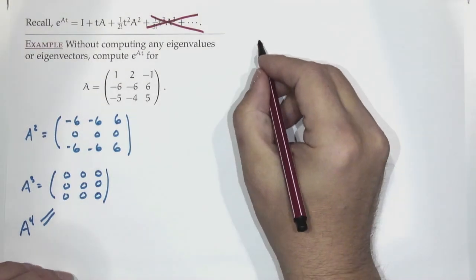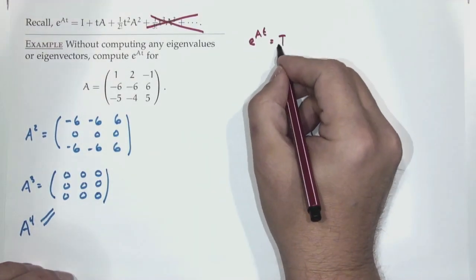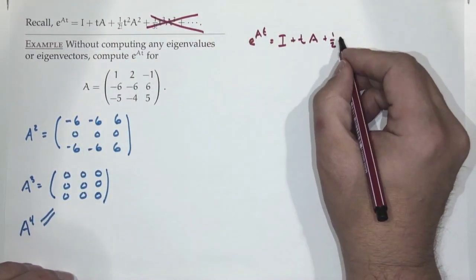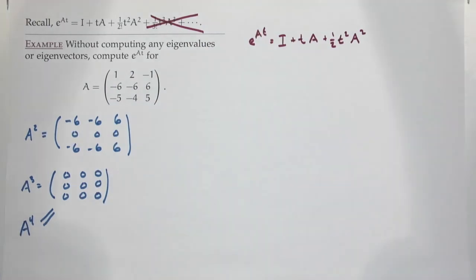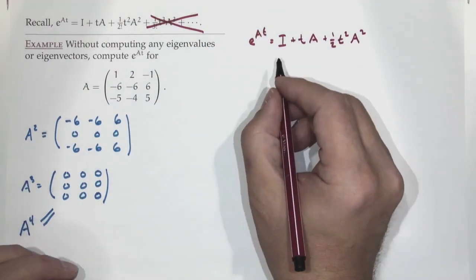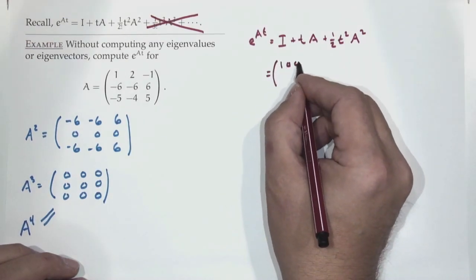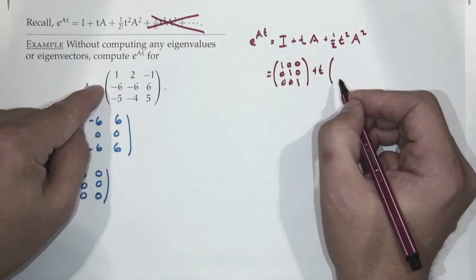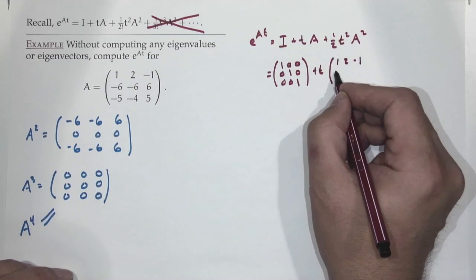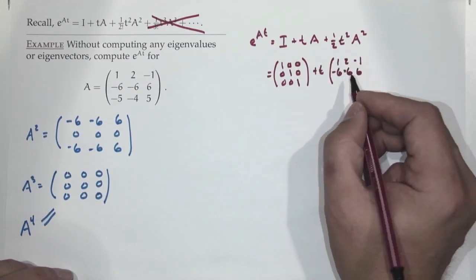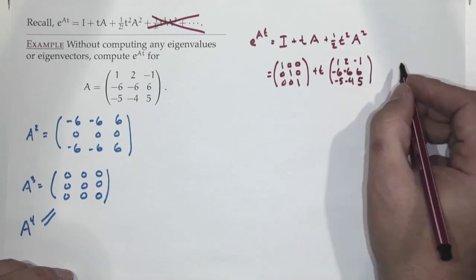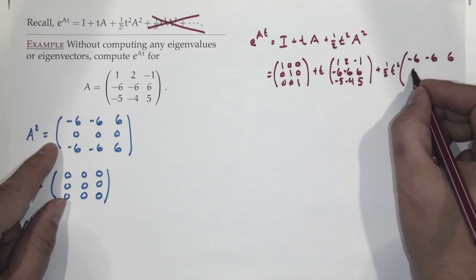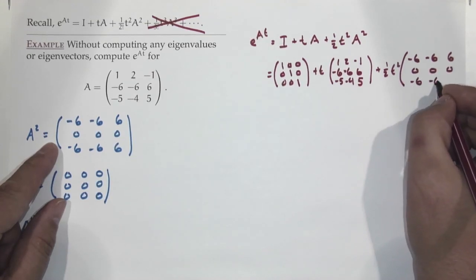So for our particular matrix, we have that e to the At is equal to I plus t times A plus 1 over 2, because 2 factorial is 2, t squared A squared. Everything else drops out. So we say, all right, we know what these matrices are. The identity matrix has ones on the diagonal, zeros off the diagonal. We have A, because it's right there. So we just write down 1, 2, minus 1, minus 6, plus 6, and minus 5, minus 4, 5. And 1/2 t squared, and we write down what A squared is, minus 6, 6, 0, 0, 0, minus 6, 6.